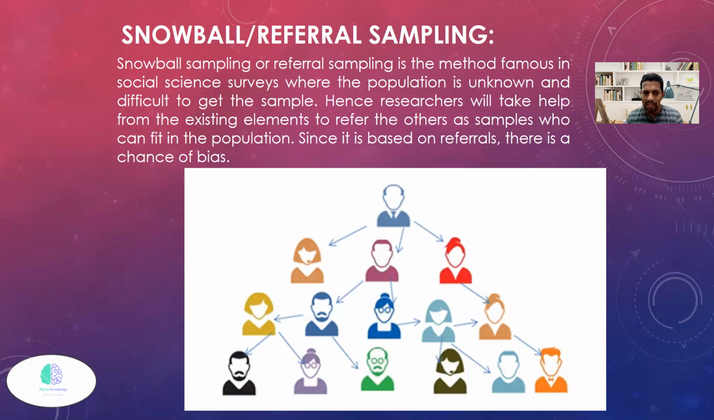Snowball sampling is also a very interesting one. It is a referral sampling method, famous in social science surveys, where the population is unknown. For example, you don't know how many lions there are in Africa, and you will not literally count them. So the population is unknown and the samples are difficult to get. Hence, the researcher takes help from existing elements to refer other samples who can fit the population. Since it is based on a referral point, some nodal point, there is also a high chance of bias.